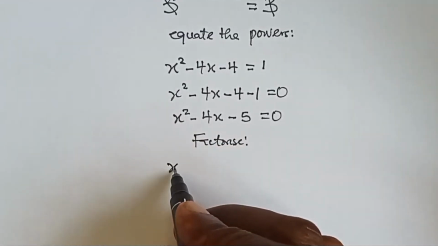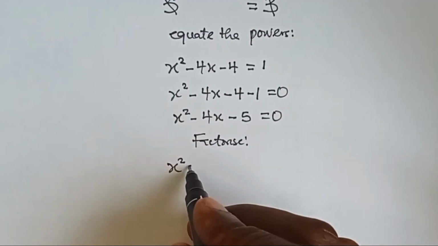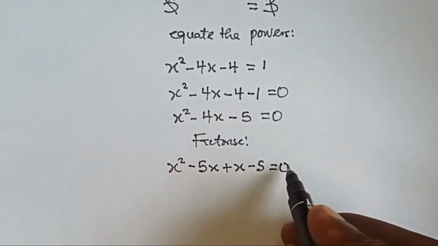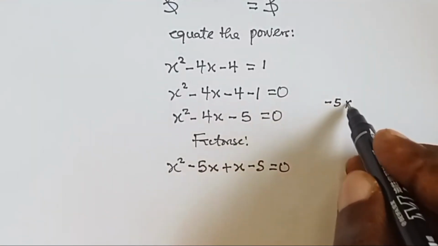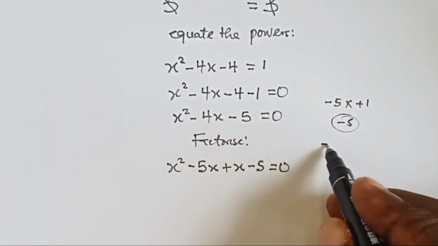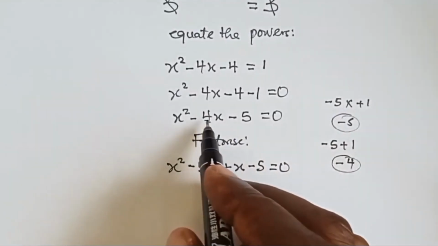Factorize. Okay, so what are the factors of 5? Minus 5, that will give minus 4. Okay, we have minus 5x plus x minus 5 equals 0. Now, minus 5 times plus 1, we give minus 5. That's factor of minus 5. And then if you put minus 5 plus 1, it gives minus 4. And that's the minus 4x that we have here.